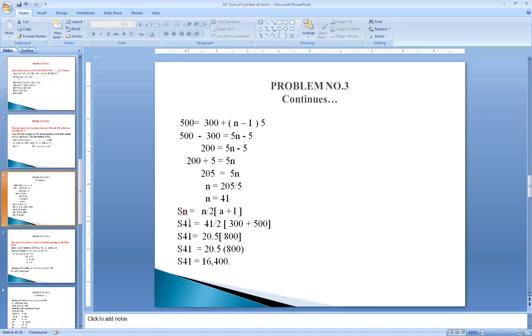Now we have to calculate the value of Sn. We already know the last number, and n is 41 numbers. So now we can calculate very easily using this formula: Sn equals n by 2 into A plus L. S41 equals 41 by 2 into 300 plus 500. So S41 equals 41 divided by 2, which is 20.5, into 800. Multiplying these two, we get the answer: the sum of 41 terms of that series is 16,400. This is how we need to calculate.